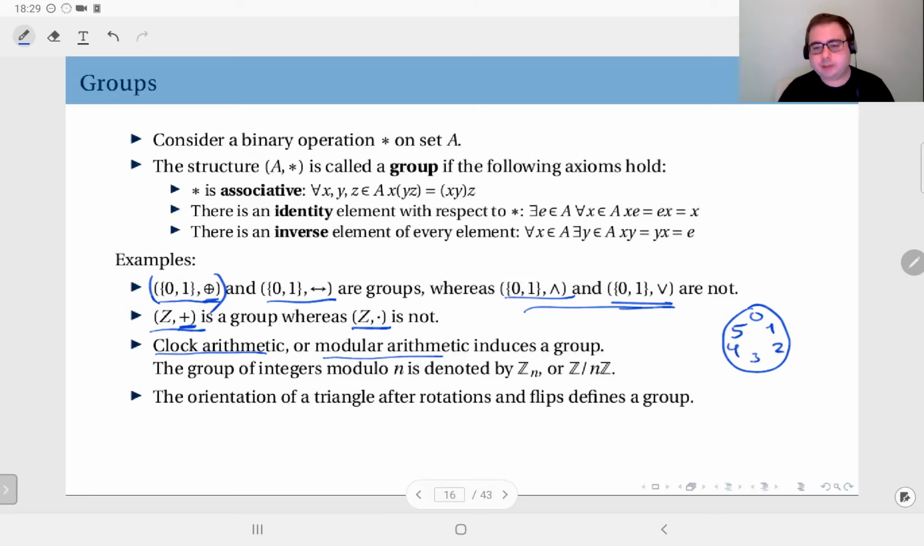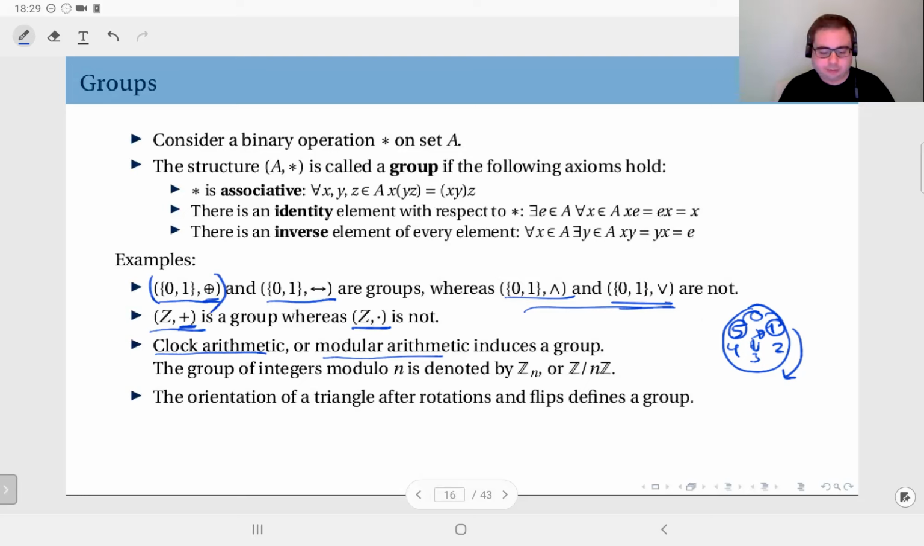Now, when we say clock arithmetic or clock addition, for instance, if you would like to add 2 to 1, you just go in this direction by 2. You end up at 3. But if you would like to add 2 to 5, then you start from here, go 1, and then go 2. You end up at 1. So 5 plus 2 equals 1 in this group.